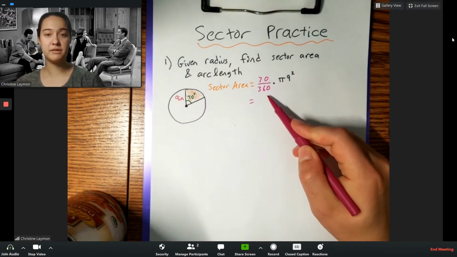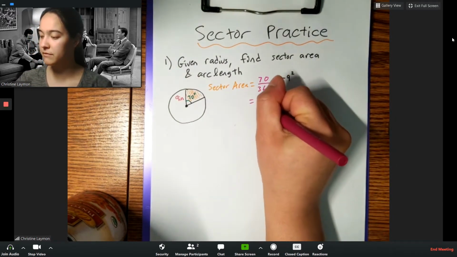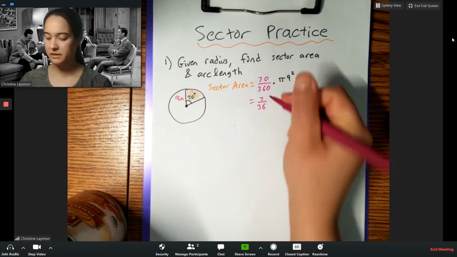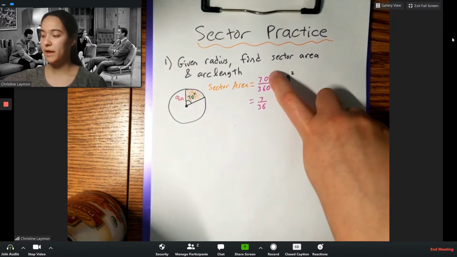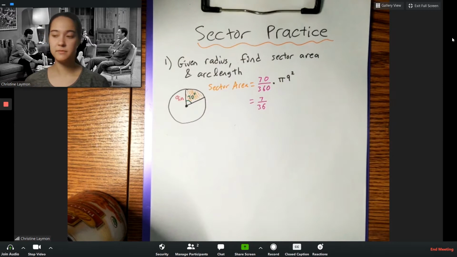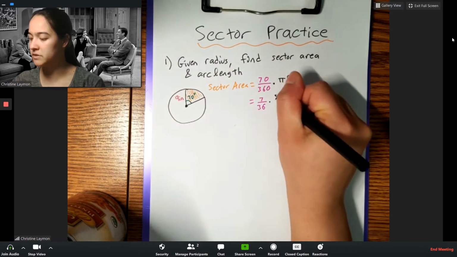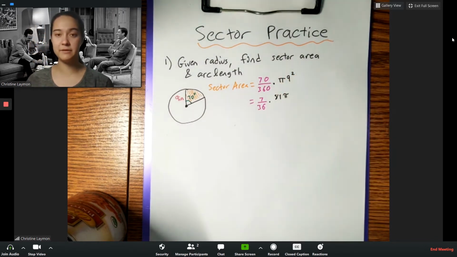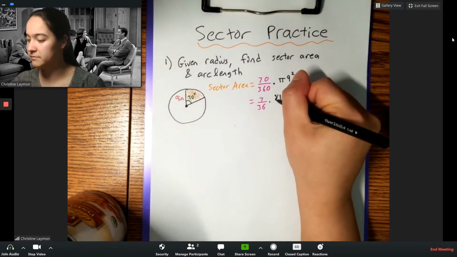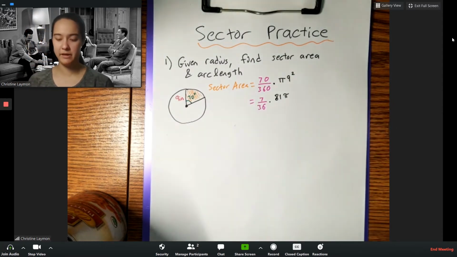70 divided by 360 is 7 over 36, because I've just divided top and bottom by 10. On the far side here, we have 9 squared is 81. So I have times 81 pi.